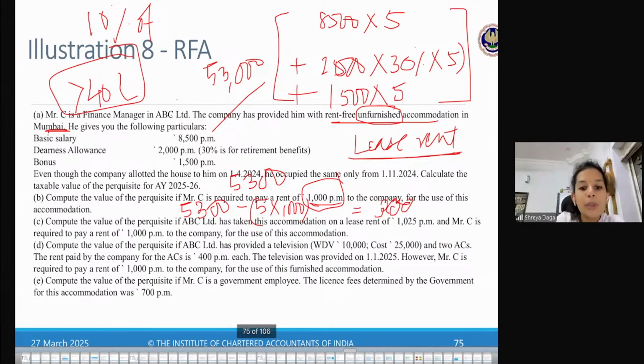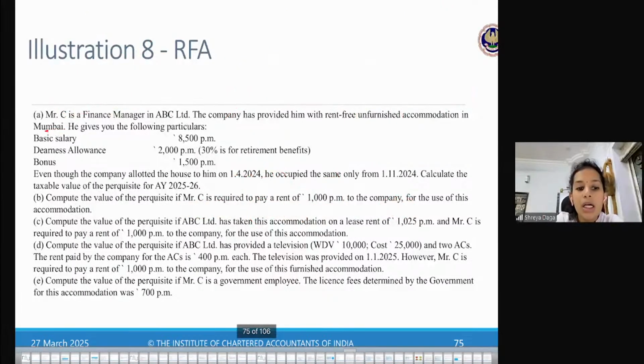Calculate the value of perquisite if ABC Limited has taken this accommodation on a lease rent of 1,225 per month, and Mr. C is required to pay 1,000 per month for use of this accommodation. That means this is a case of unfurnished accommodation provided by the employer when he has taken it on rent himself, and it is provided at a concessional rate to the employee. So first we will find out the value of the accommodation, that is lease rental or 10% of salary, whichever is lower.